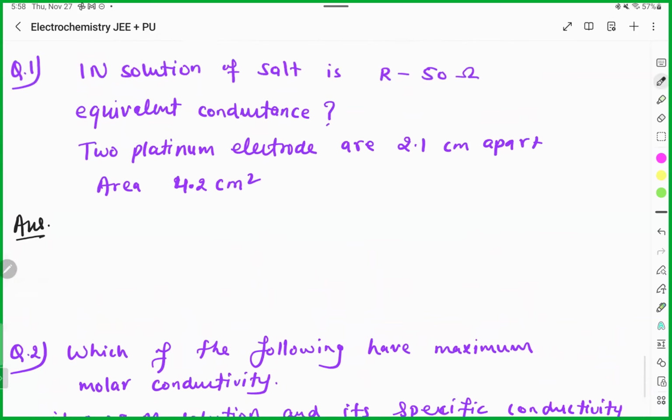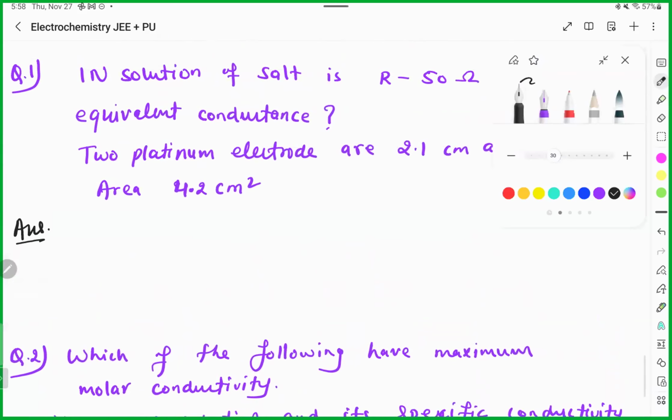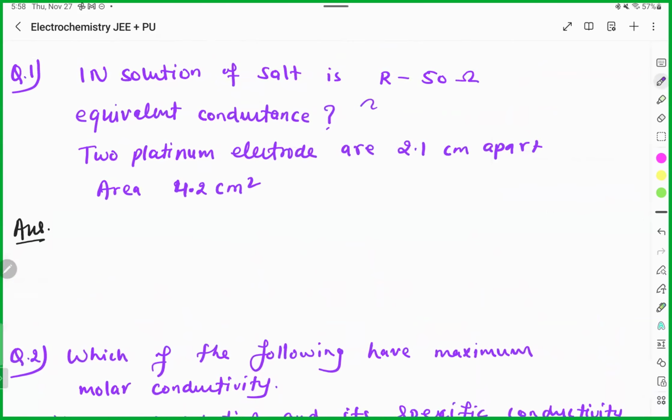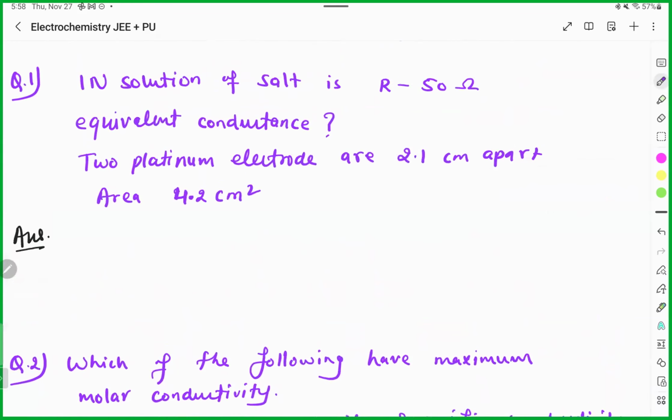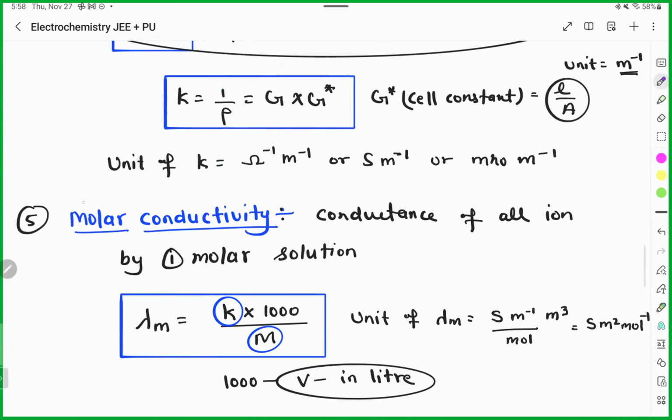Conductance is asked, right? What is equivalent conductance? Equivalent conductivity. Oh, I calculated G, sir. Yeah. What is this equivalent conductance? Here you can mention equivalent conductivity or equivalent conductance. And same way, if you have molar conductivity, means molar conductance. Yes, Chinmay, your answer was correct.